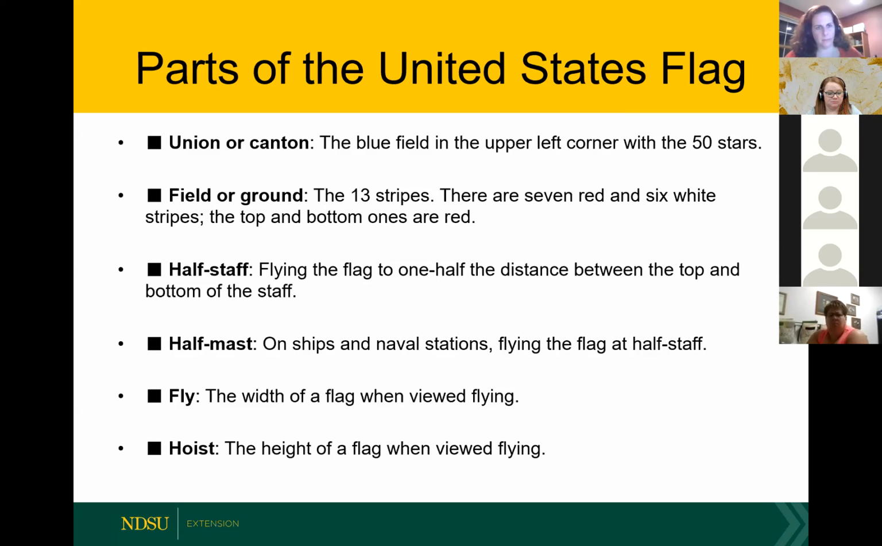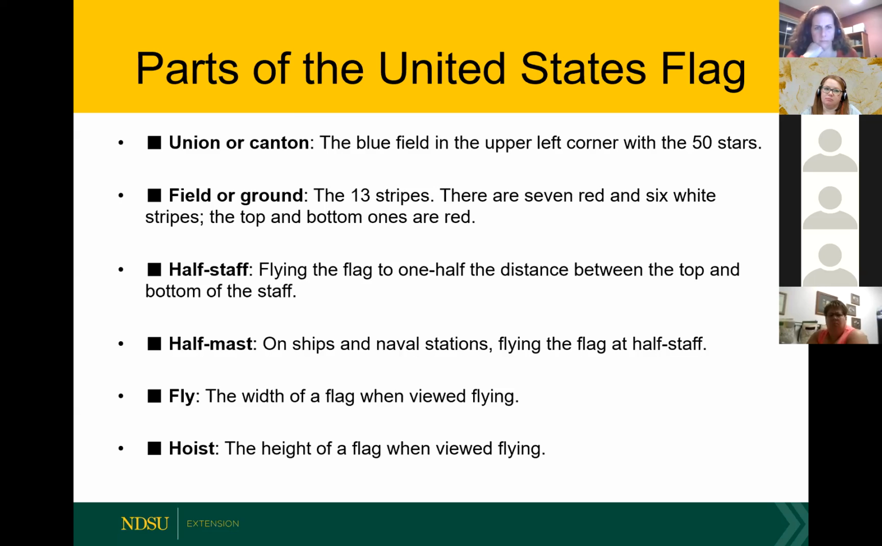But let's start with the parts of the flag. I'm going to hold up this little paper flag here that I made today, just colored in, and of course I didn't put any stars on it. I wanted it to look halfway decent. This blue section is called the Union or canton, but Union most often you'll see, and of course that's where we have the 50 stars.